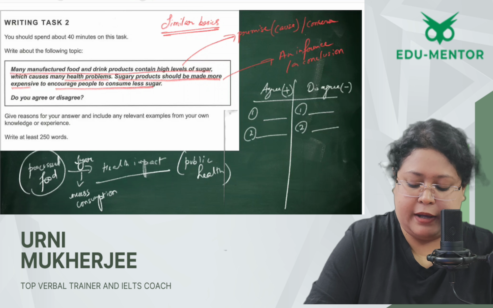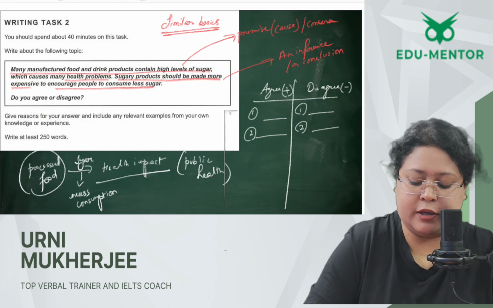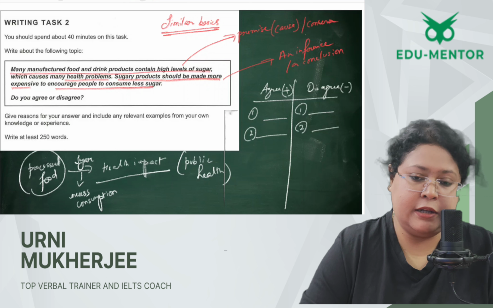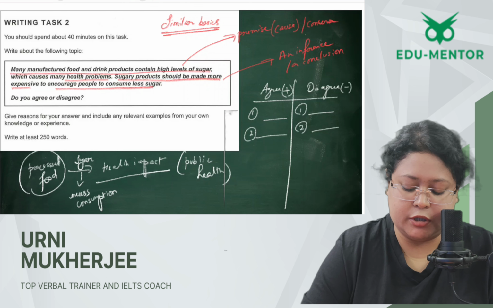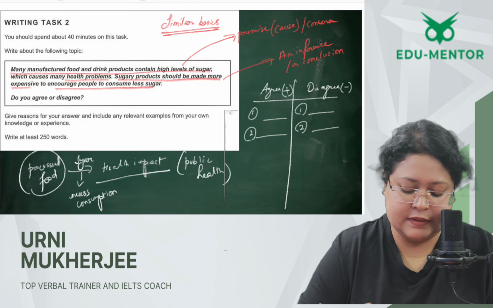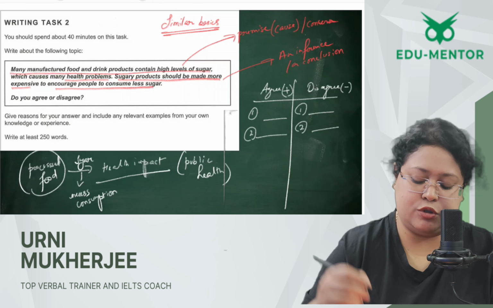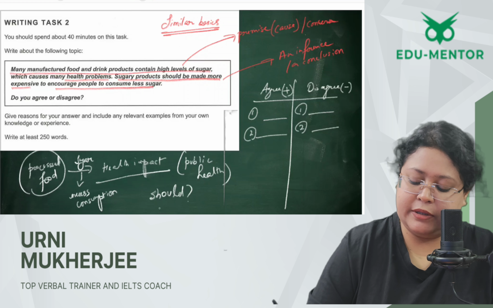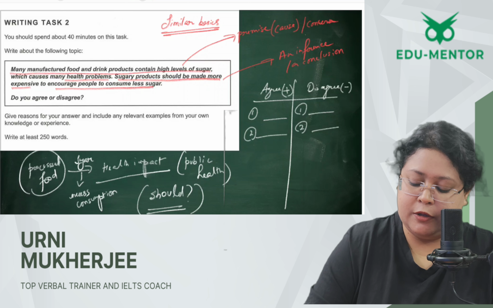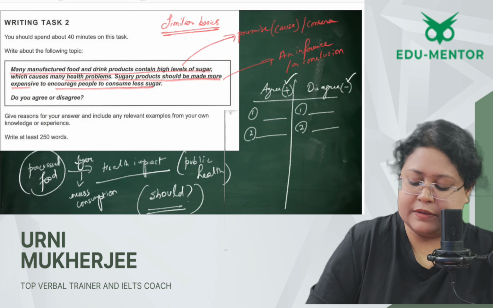So this is a matter of public health, because they're not talking about one person here. They're really talking about a general concern that processed food that has a lot of sugar should be made more expensive to encourage people to consume less sugar. So it's like a mandate. Should they make it a mandate that they increase the price? So the concern itself is the price being increased. Is this a positive thing? Or is this a negative?